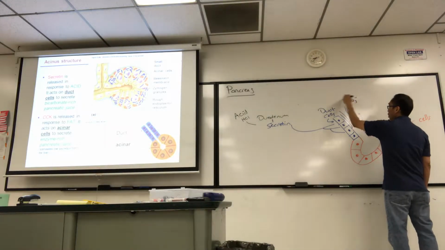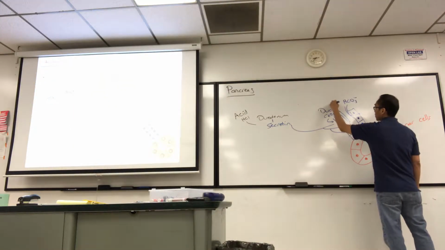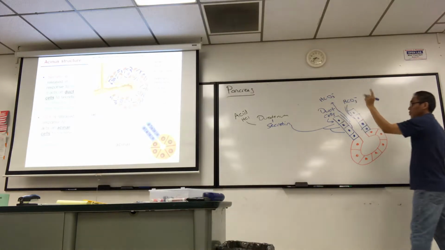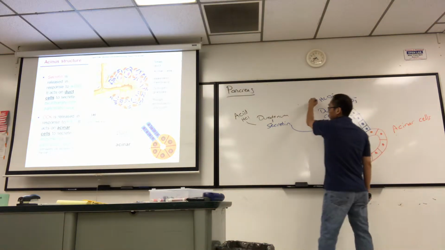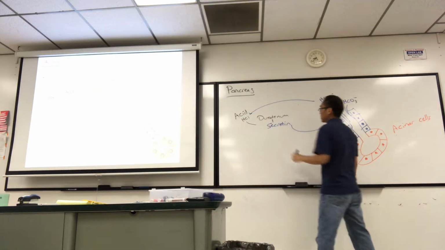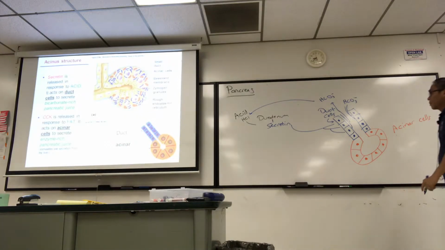So I'll just put bicarbonate there. That's what's being secreted. That will neutralize acid, okay? So it'll neutralize the acid that's in the chyme. Remember, secretin did other things. It targeted the liver too. It helped increase bile production. But we're just focusing on pancreas now.